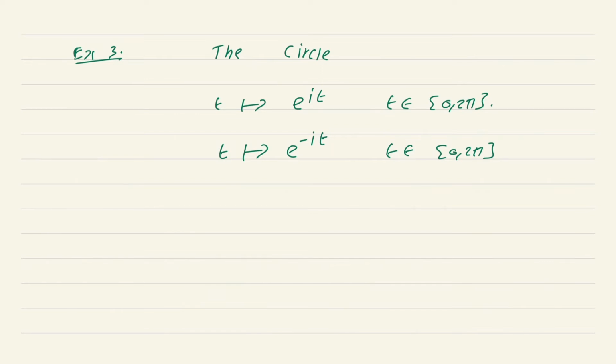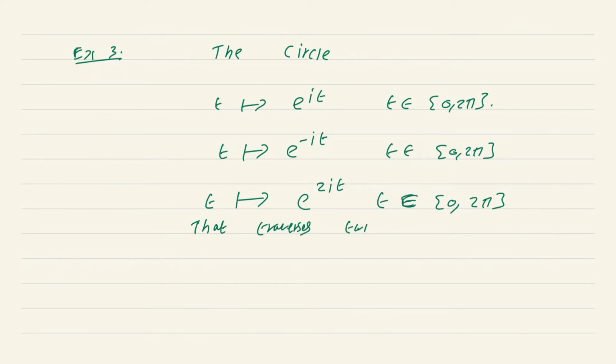Now you can traverse this circle in such a way that it is no longer a Jordan curve, by doing t going to e to the power 2it. This is a parametrization of the circle that traverses twice, at double speed.